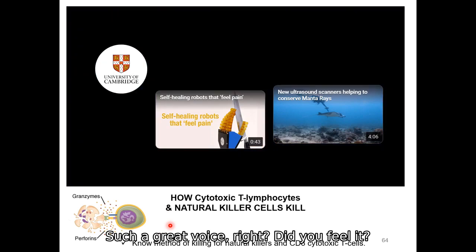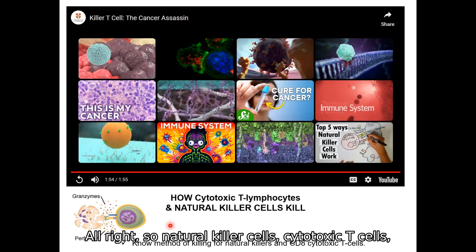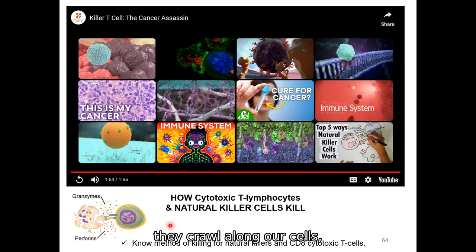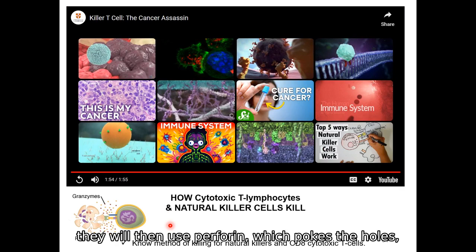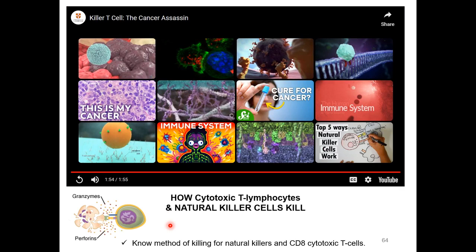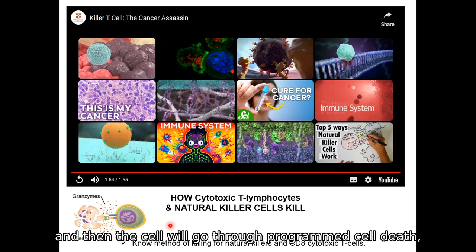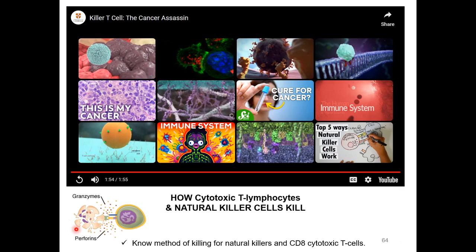Such a great voice, right? Did you feel it? All right, so natural killer cells, cytotoxic T cells, they crawl along our cells, they look for infected self cells. They will then use perforin, which pokes the hole, so like your perforated paper has little holes in it. They shoot it full of granzyme, and then the cell will go through programmed cell death, which is called apoptosis. So it's death without inflammation.